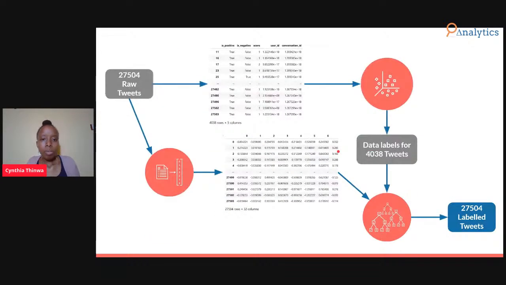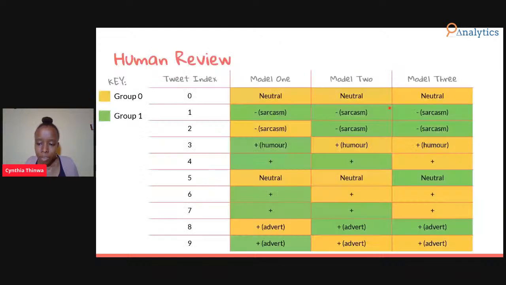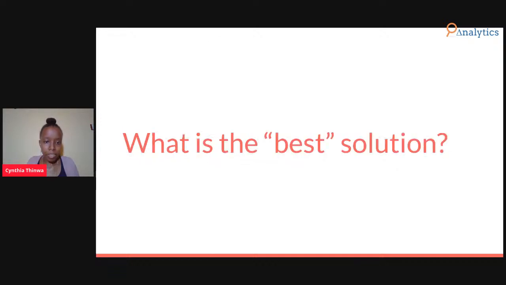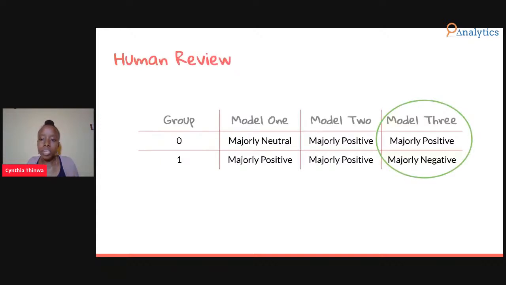And then when we look at the approach proposed by this talk, this is the result that we got. You'll find that all 3 models only agree on the first and second tweet, but they don't agree on the groupings with the others. And you'll find that the accuracy of XGBoost with our approach was actually 62.7%, meaning it got 62.7% of the labels right and the remainder wrong. So then we would ask ourselves, what is the best solution? If we look at model 3, it is the best solution because it was able to identify majorly positive and majorly negative tweets.